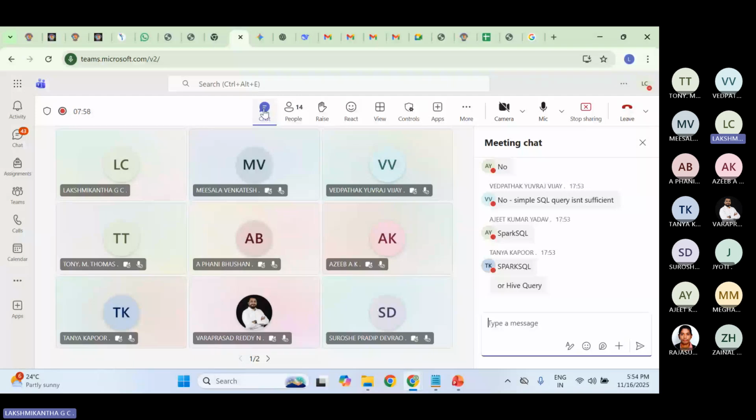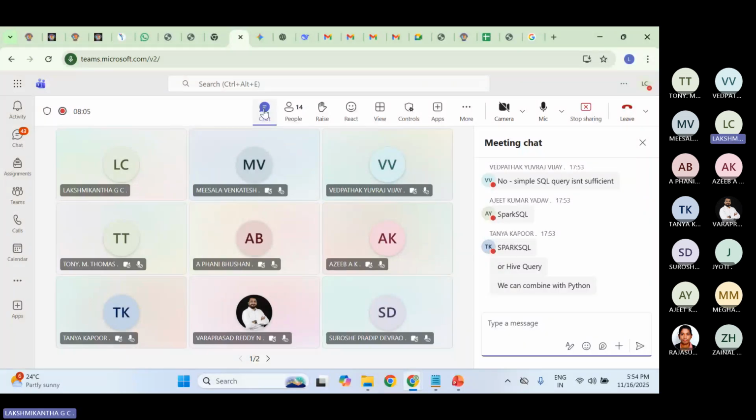Is it enough, guys? Hive query. See, you are using Spark SQL, why do you want Hive query? R, okay, R you have mentioned. Correct, we can combine with Python. Guys, I've already told you the answer.